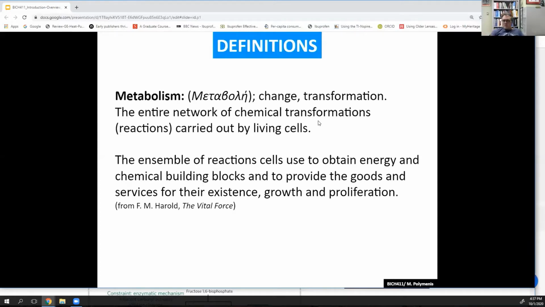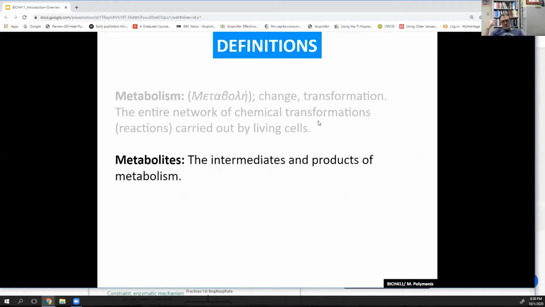If you want to be a little more specific, it's all these reactions that are used to obtain energy and chemical building blocks, and also to provide what you need to be alive. Those provisions and needs are not the same for every cell. Sometimes you want to build new cells during cell proliferation. Sometimes you just want enormous energy to carry out the function without ever dividing. Let's say with heart cells, right? Our heart does not make new cells, but the existing cells work really, really hard all the time. So the needs are different, but all these reactions are part of metabolism. The metabolites are the little intermediates, the end products of these reactions, of these chemical transformations.